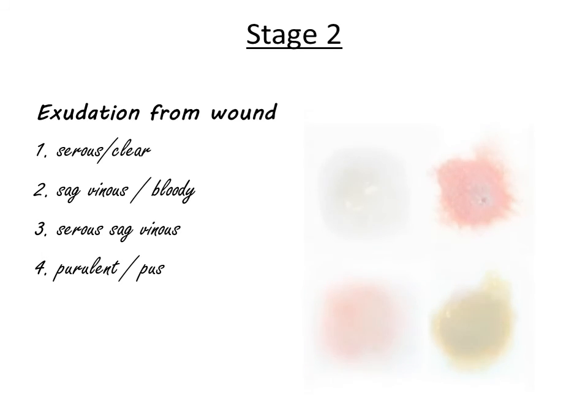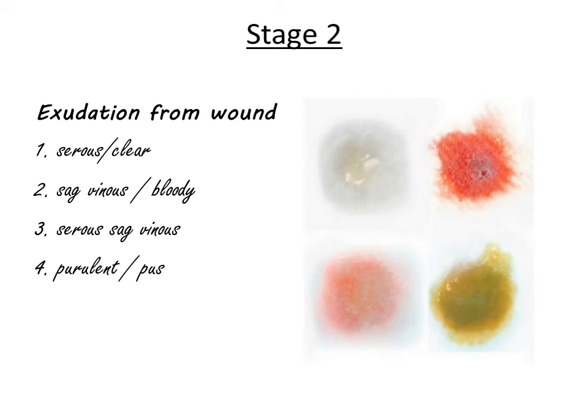Now in this image, it is up to you to identify what type of exudation it is. The first one is serous. If you identified it as serous, good. The second one is sanguineous. The third one is serous sanguineous. I told you when serous and sanguineous mix together, the darkness of the red color changes. It becomes pinkish in color. And the last one is purulent, that is pus.